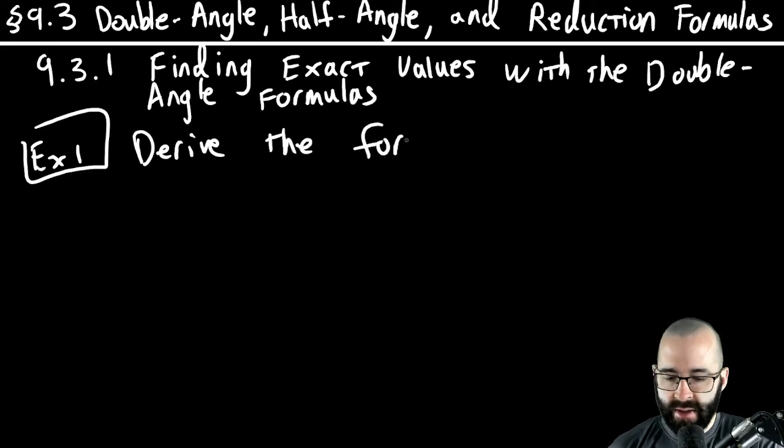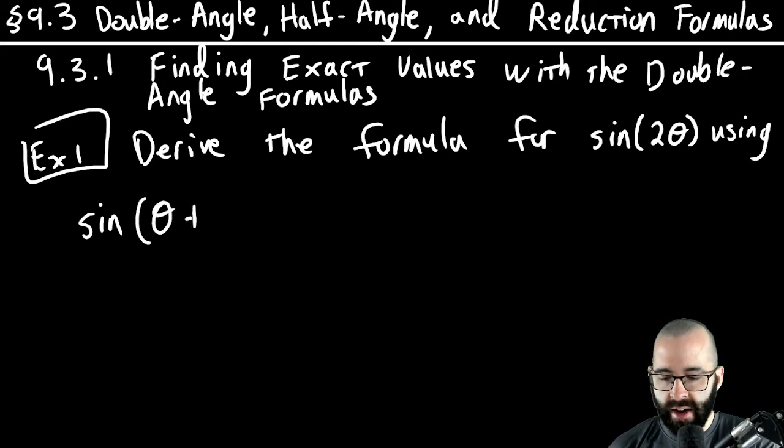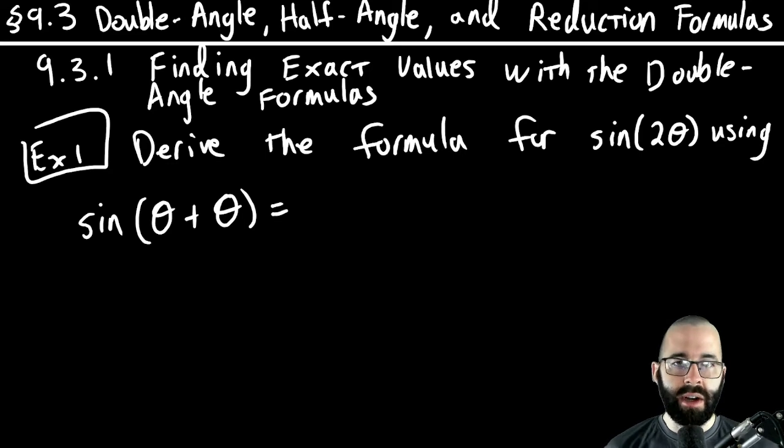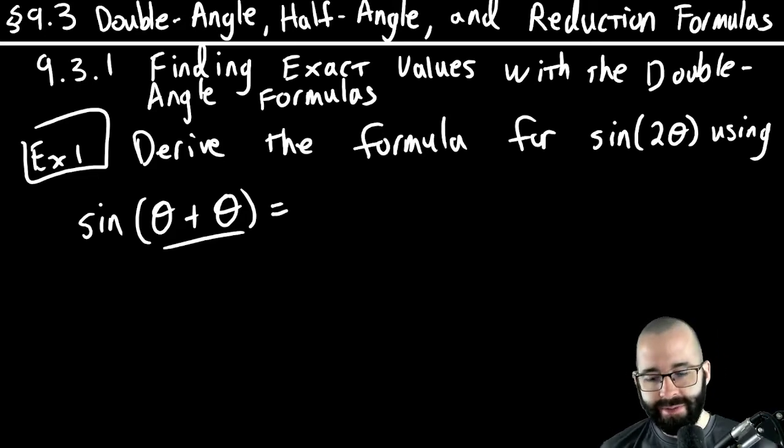Derive the formula for sine of 2 theta using sine of theta plus theta. So double angle formula is just, well, what is this equal to? If we have double an angle on the inside, how does that behave? Well, remember that 1 theta plus another theta, well, now we just have 2 thetas. So this comes directly from the angle sum formula that we did in 9.2.